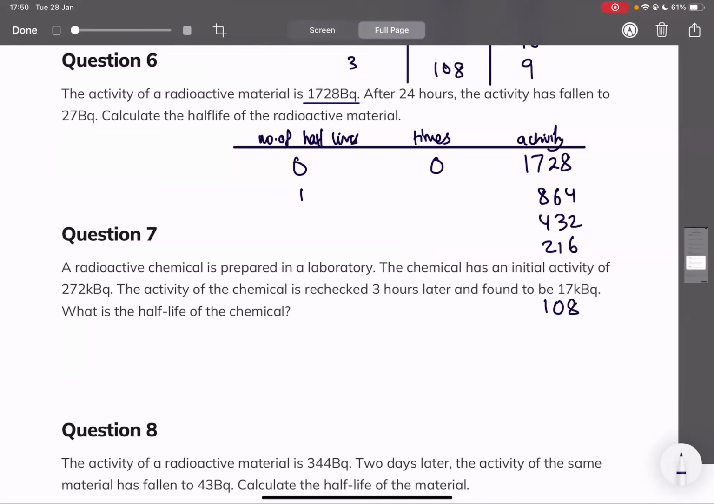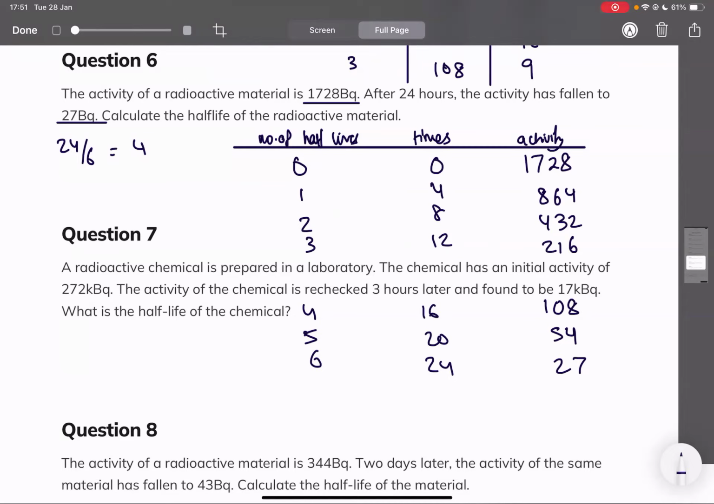When do you think we're going to stop? We're going to stop now because it's got to 27. So how many half-lives is that? 1, 2, 3, 4, 5, 6 times it had to halve, right? And that took how long? 24 hours. So how long is each half-life going to be then? 24 divided by 6, which equals 4. And we can just check: 4, 8, 12, 16, 20. So each half-life is 4 hours. Does that make sense now? Cool.